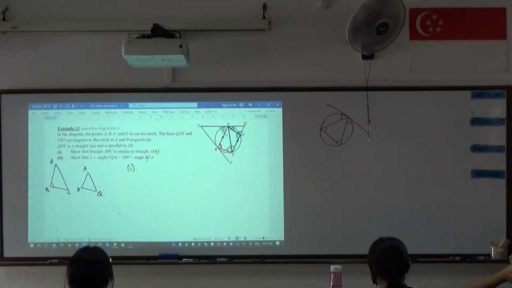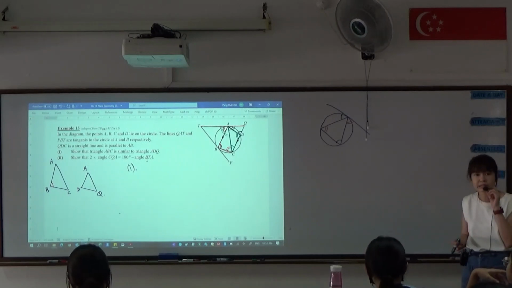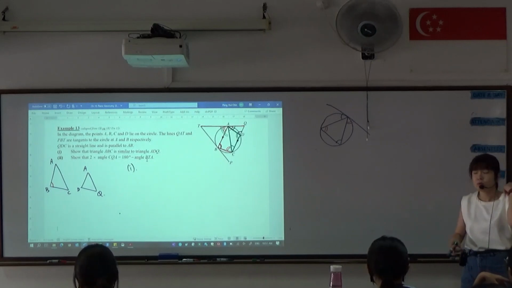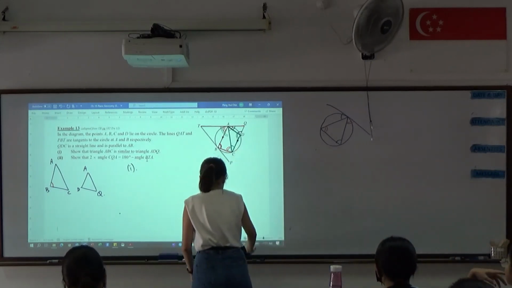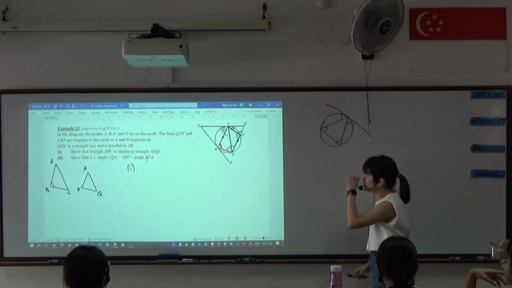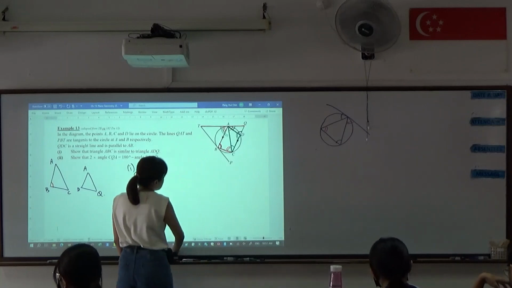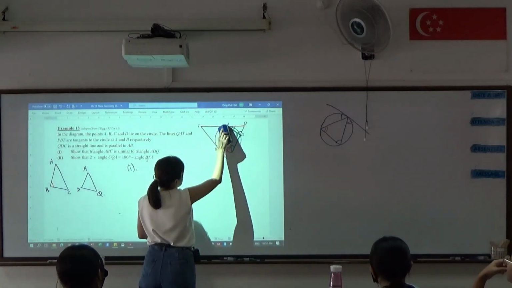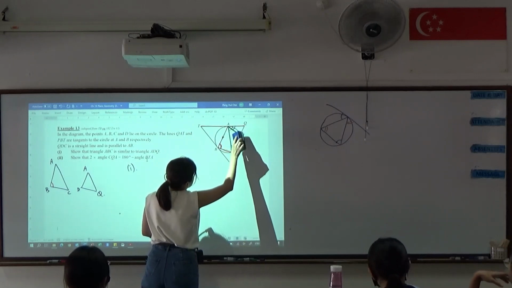Your diagram can get very messy, right? So that's why I use pencil. In your exam, please use pencil on your diagrams. If you use pen, then there's no reversal of your markings really, and it will just be very messy and you get very confused yourself. I find that these two angles here may not be that helpful, so I'll just erase them.